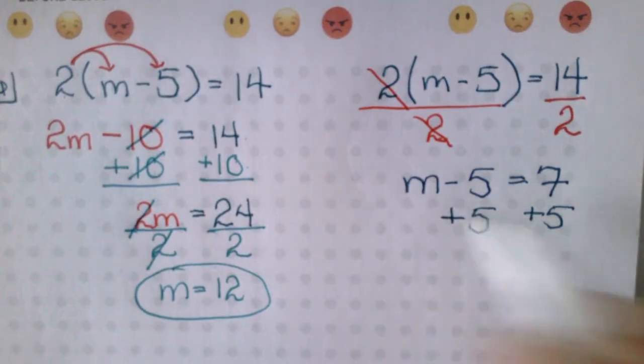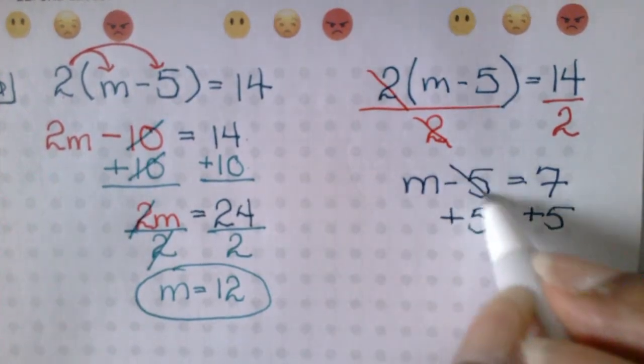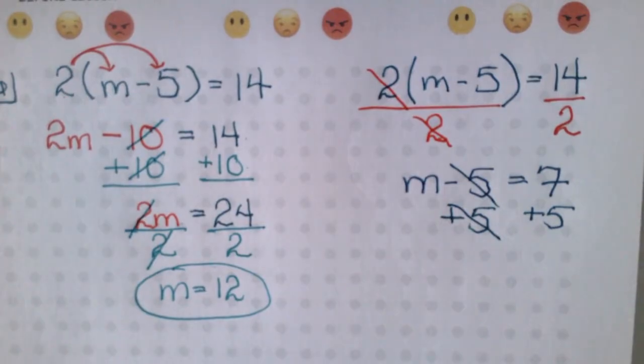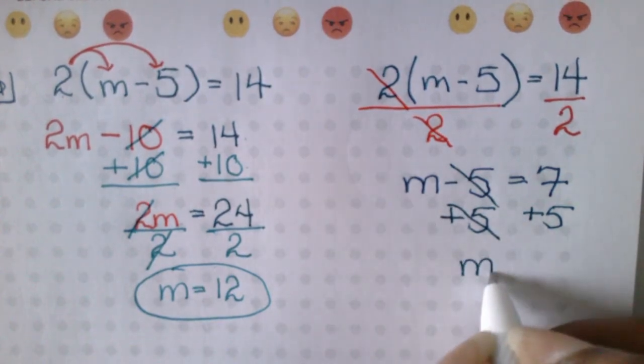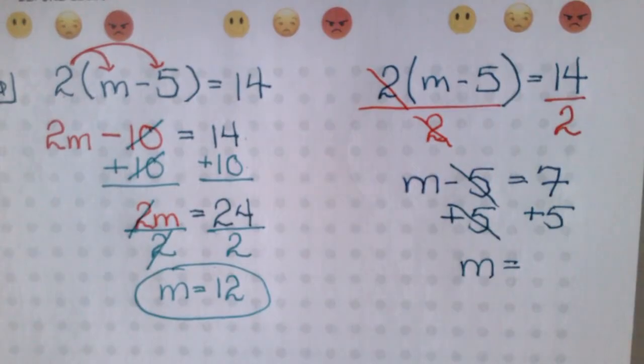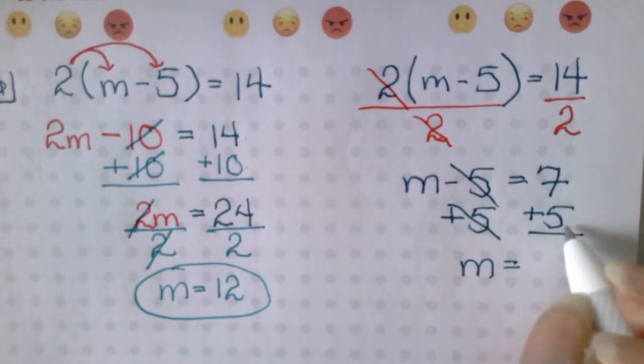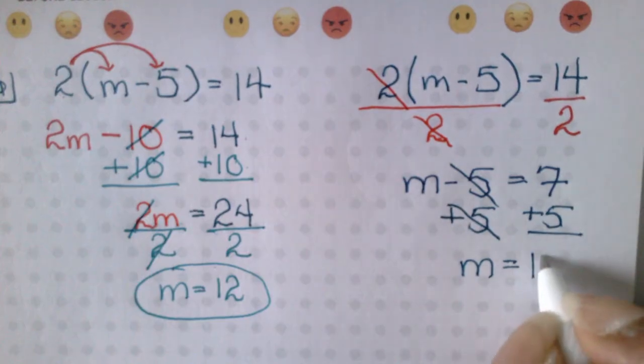So we can get that m by itself. -5 and +5 will give me 0. But we don't need that placeholder because we still have that m to bring down. Now we have 7 plus 5 gives you 12.